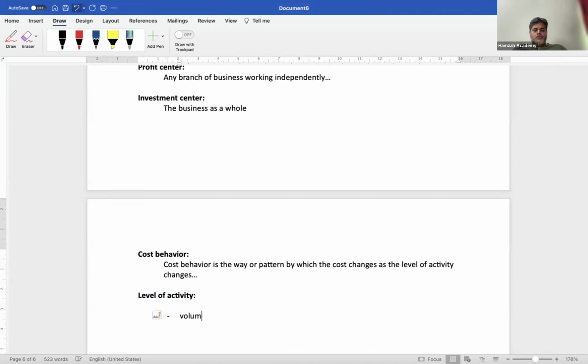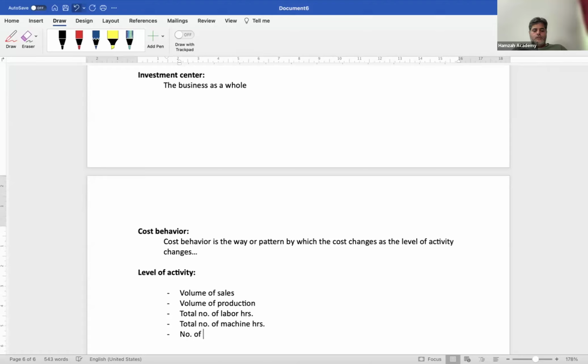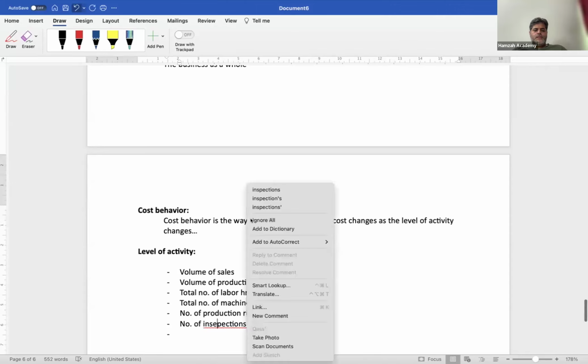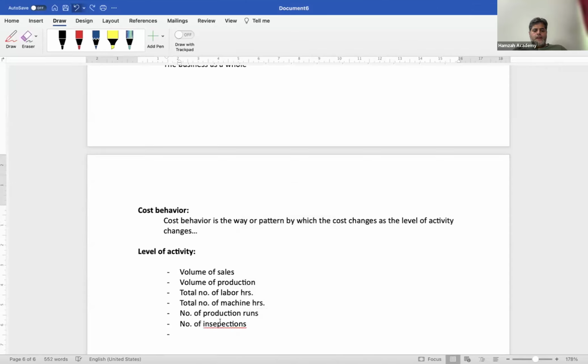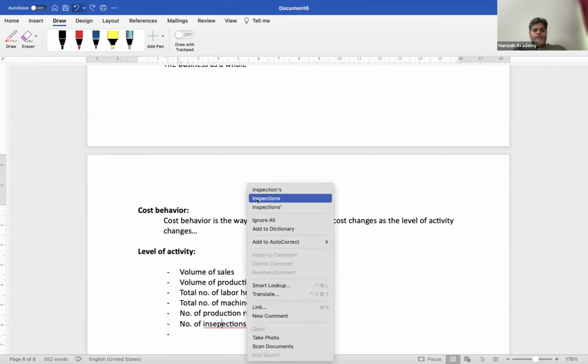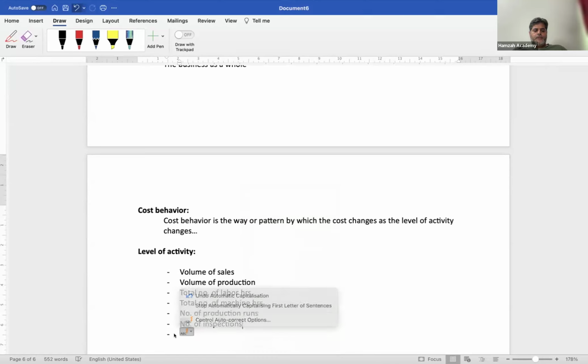So what is the level of activity, by the way? Level of activity is volume of sales, volume of production, total number of labor hours, total number of machine hours, number of production runs, number of inspections, etc. So these are the ones which we have as the level of activity over here, right? Okay.